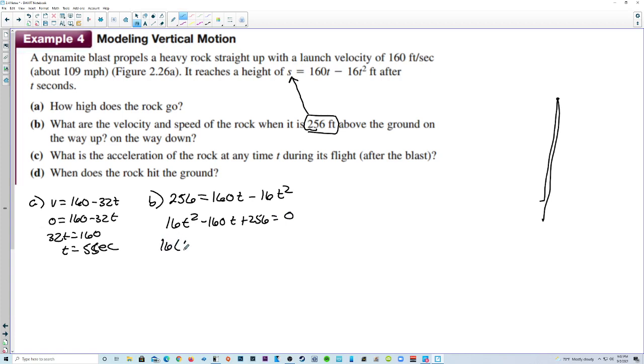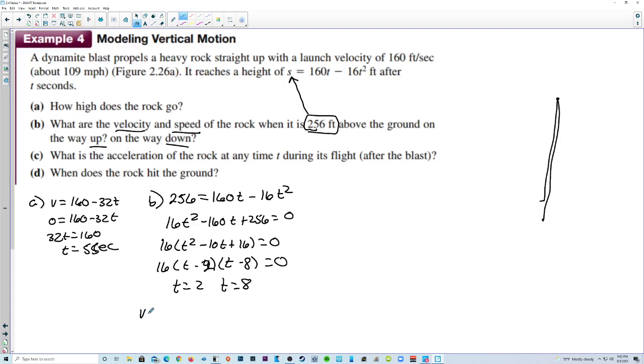We're going to factor out a 16. So t squared minus 10t plus, I think that's 16, equals 0. And then the factors are t minus 4, and no, actually t minus 2 and t minus 8. So t equals 2 and t equals 8. But they want the velocity and the speed on the way up and on the way down.